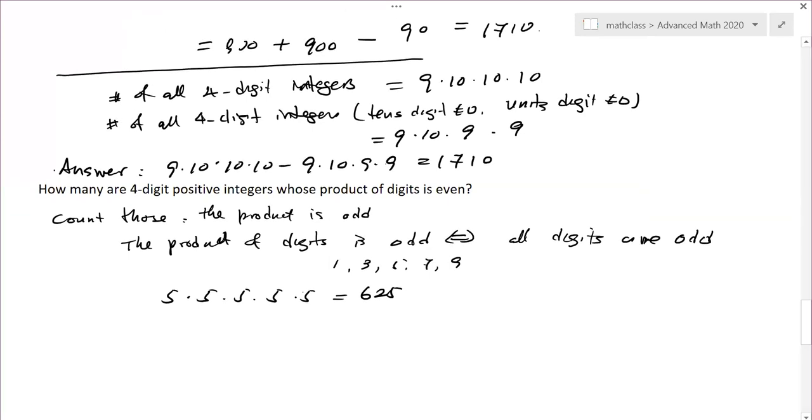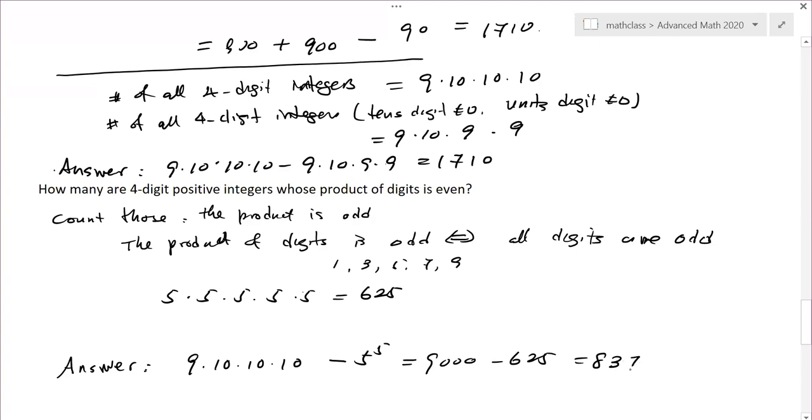Then the answer is just to take the difference. The total number of 4-digit integers will be 9 times 10 times 10 times 10, minus 5 to the 5th. So the answer will be 9,000, sorry, minus 625. It's going to be 8,375. Okay, so use the difference.